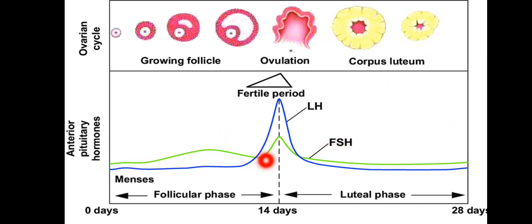Because from day 0 to day 14, if this is the ovarian cycle, you expect the primordial follicles to start developing. At day 14 here, there's ovulation. After ovulation, what happens to this Graafian follicle? It forms what we call the corpus luteum. Remember, this luteum is because of the word yellow. This corpus luteum will keep on producing progesterone until day 28. If there's no fertilization here, it goes back like that again.